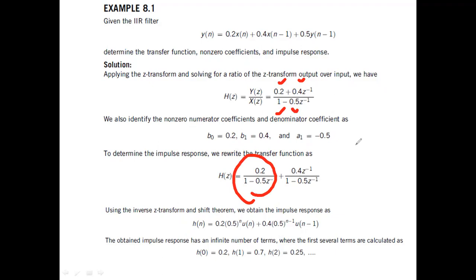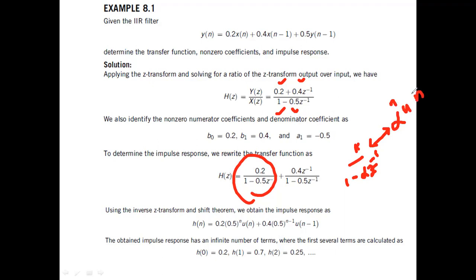Now, do you remember some constant k divided by 1 minus alpha z to the power minus 1? Do you remember this thing from signals and systems? This was the z transform of alpha to the power n into u of n.